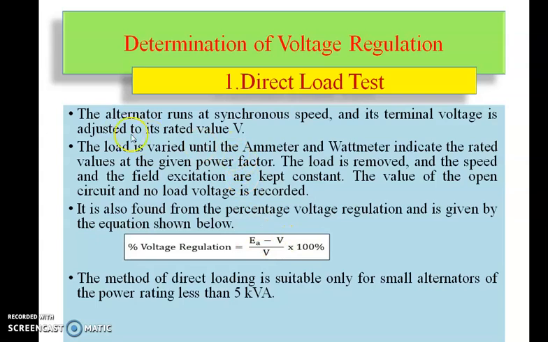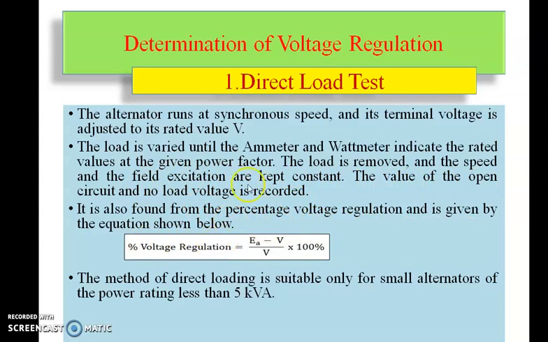Here the alternator runs at synchronous speed and its terminal voltage is adjusted to its rated value V. The load is varied until the ammeter and wattmeter indicate the rated values at the given power factor. The load is removed, and the speed and the field excitation are kept constant. The value of open circuit no load voltage is recorded. It is also found from the percentage voltage regulation given by the equation shown below.